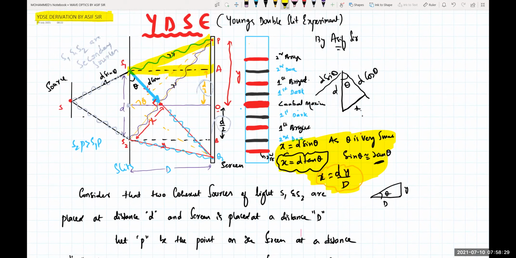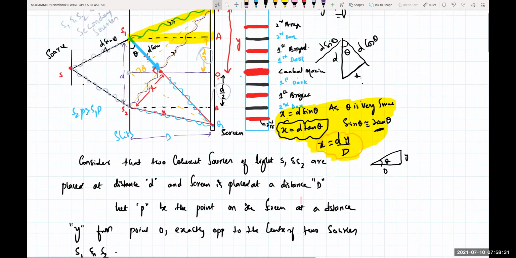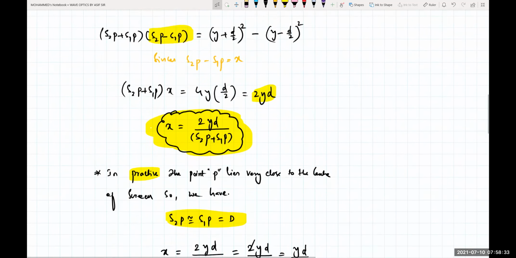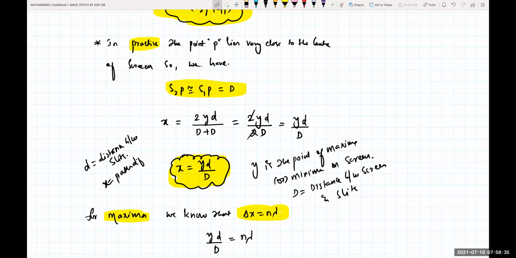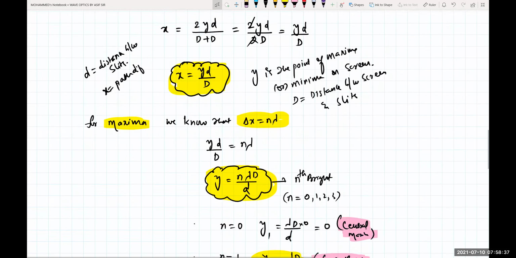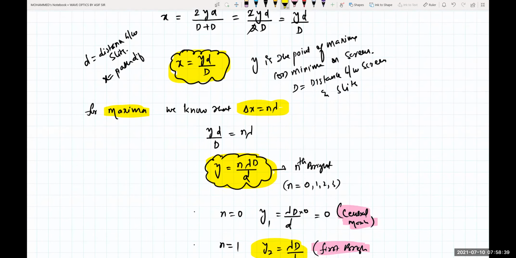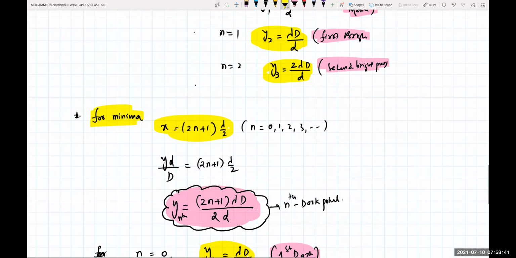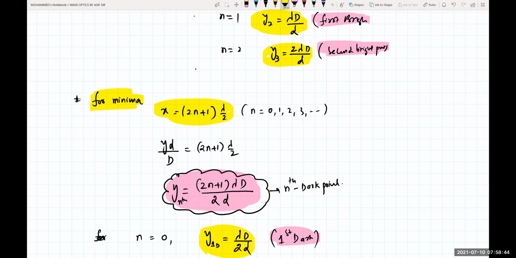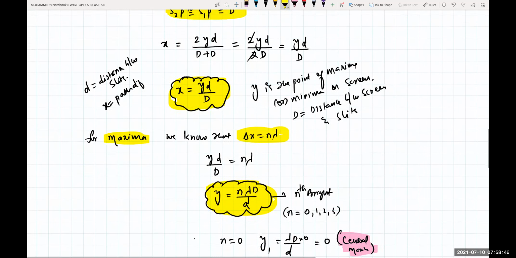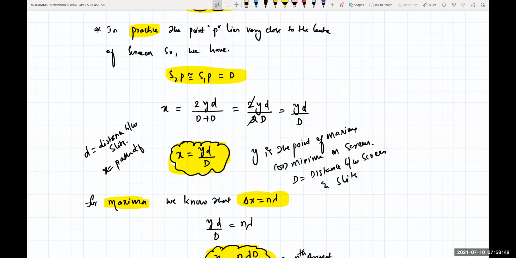It is simple maths, nothing more, but you should know what the central maxima is and what the general condition is. The path difference formula is x is equal to Y into small d divided by capital D. For maxima, I told you the formula delta x is n lambda, and for minima, delta x is equal to 2n plus 1 lambda by 2. Delta x and x are the same, so don't get confused again in that one. You can take x also here.